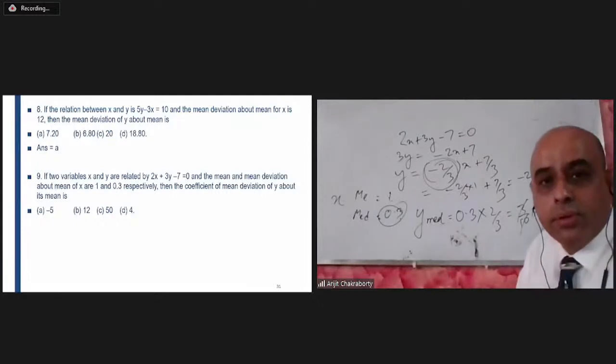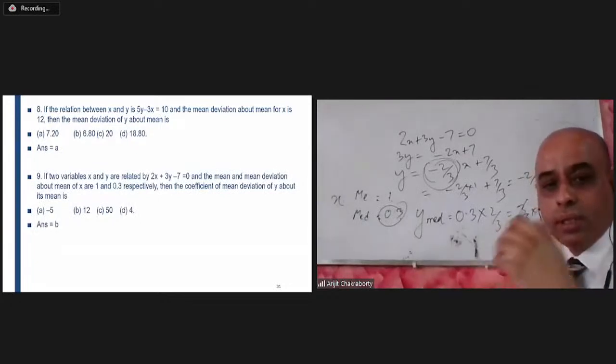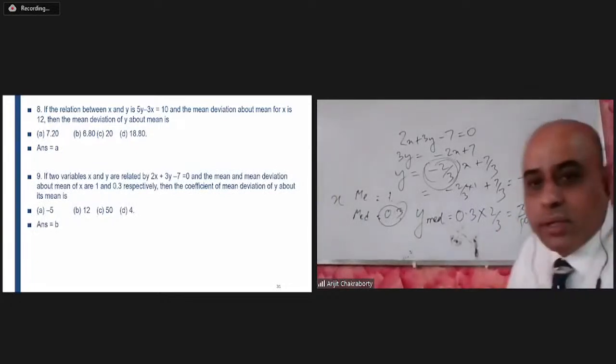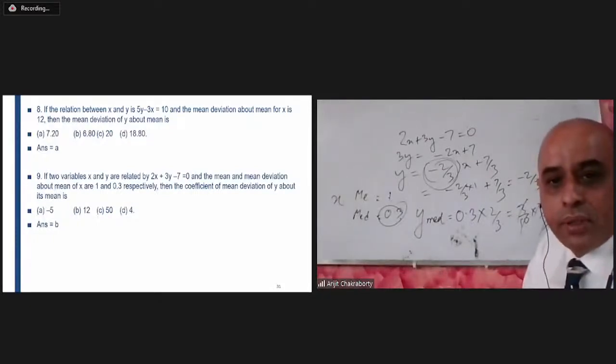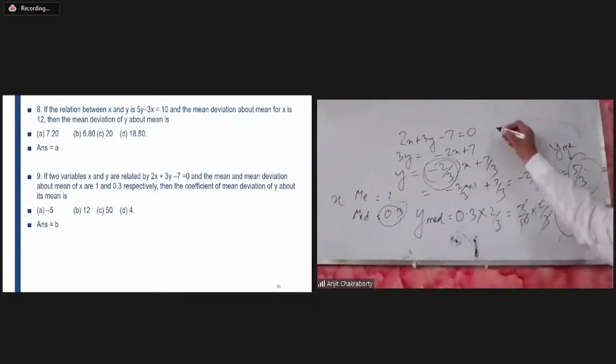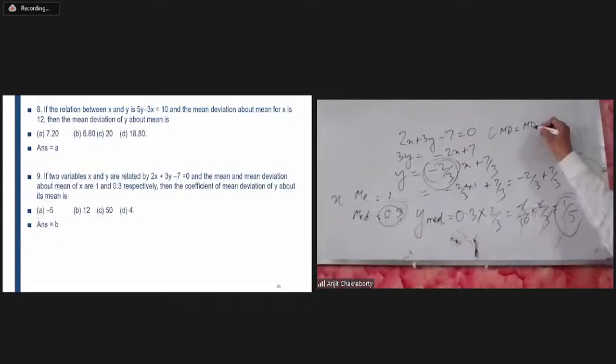So therefore, the question asks you the coefficient of mean deviation of y. That is the question. Now the coefficient of mean deviation of y will be how much? Coefficient of mean deviation is equal to MD by mean into 100. MD by mean into 100 is the formula.